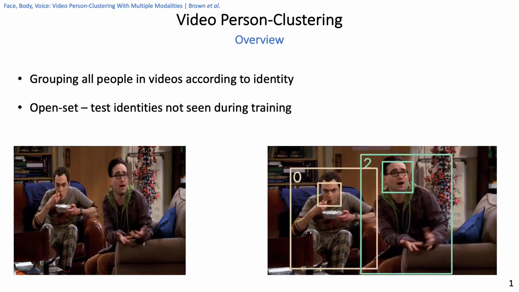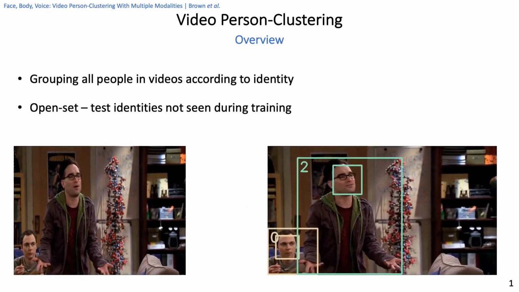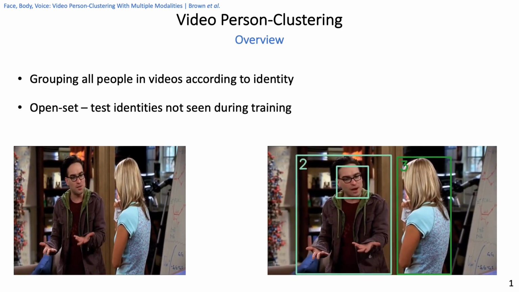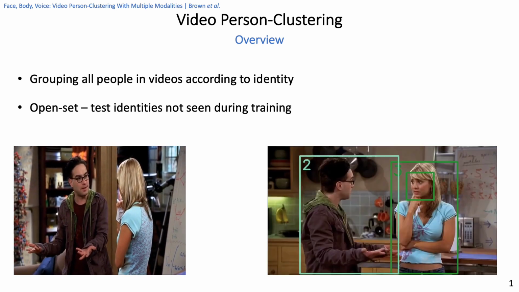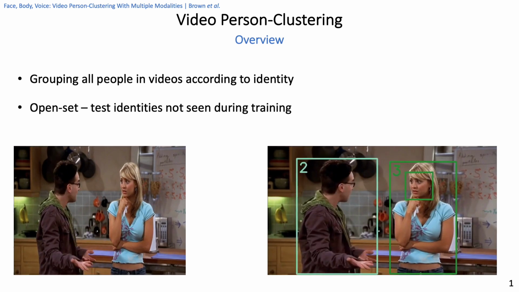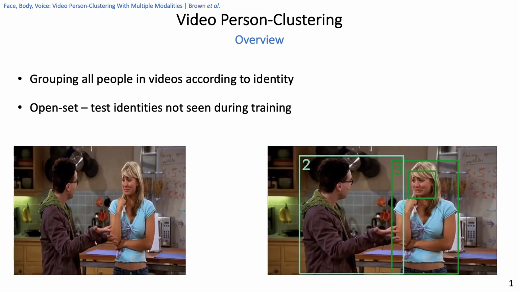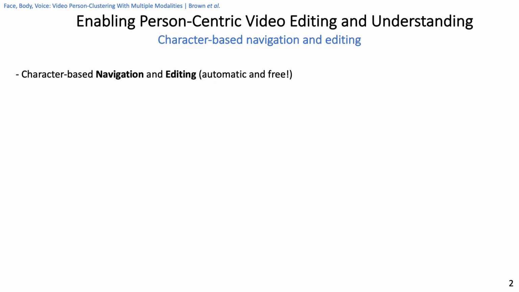In this work, we're focused on the task of video person clustering. This is the task of grouping all people in videos by identity, where the test identities are not seen during training. The goal is shown in this example video, where the bounding boxes around each person are labeled by identity from the algorithm. Person clustering has many interesting applications for person-centric video editing and understanding.